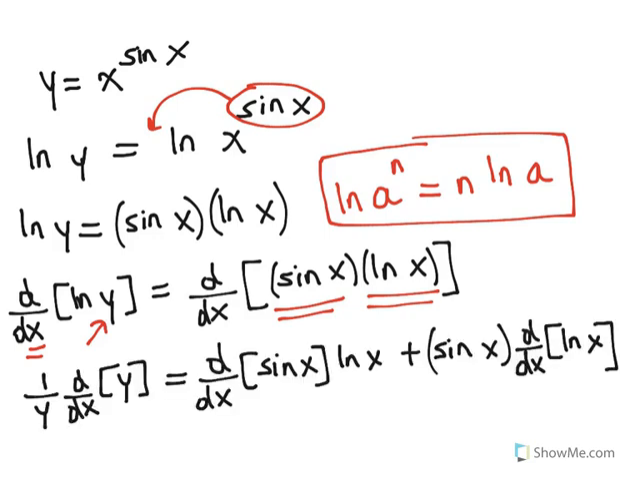So this is what we have. On the left side, we take the derivative of the outside function, which is natural log. The derivative of natural log is 1 over the argument. The argument here is y, so we have 1 over y. And then we use the chain rule. This is called implicit differentiation. We now multiply by the derivative with respect to x of the inside function. The inside function is y, so we have the derivative with respect to x of y. On the right side, we have the derivative of sine x times natural log of x. We use the product rule: the derivative of the first function times the second, plus the first function times the derivative of the second.